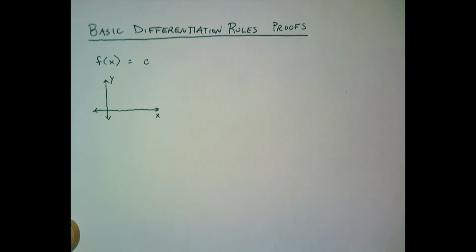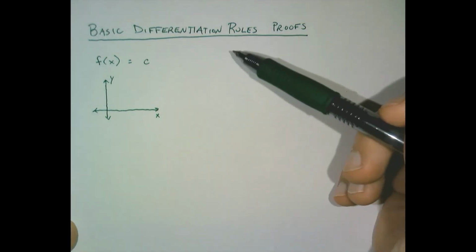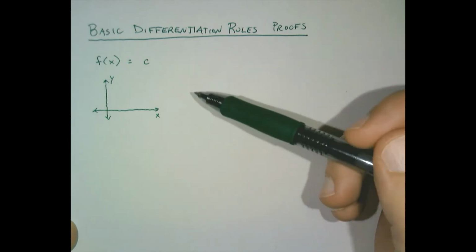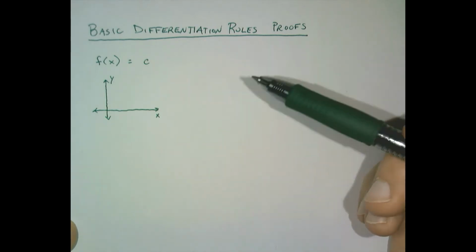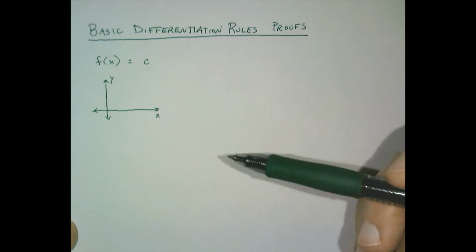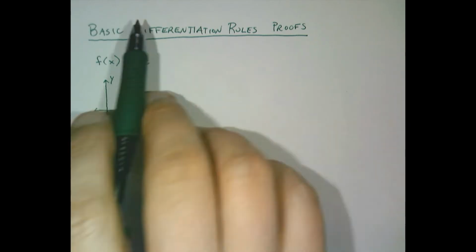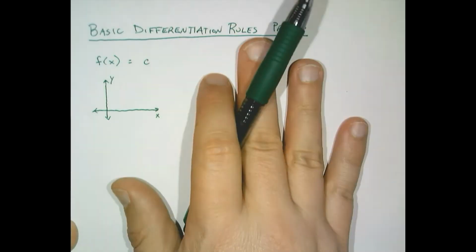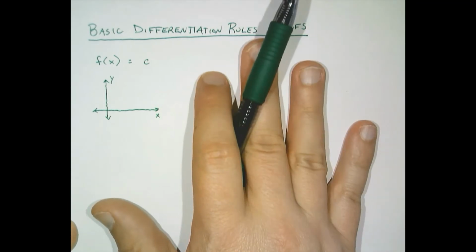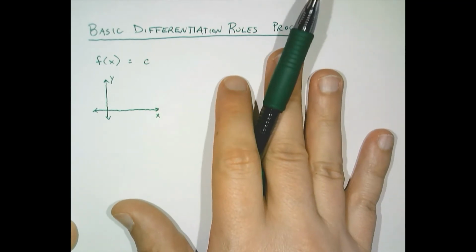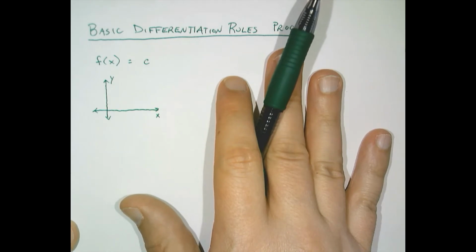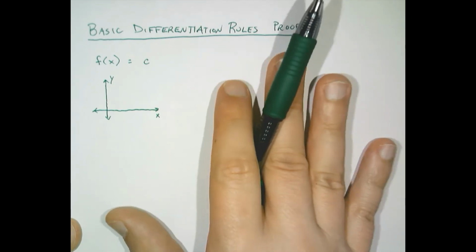Alright, for today's video we're going to actually do some proofs of some basic differentiation rules, and then we'll use those as shortcuts to do several derivatives in a row very rapidly. So this is not in the notes packet, this is a separate page, but I really would like to see this as a page of notes. So go ahead and pull out a blank sheet of paper to do this on.